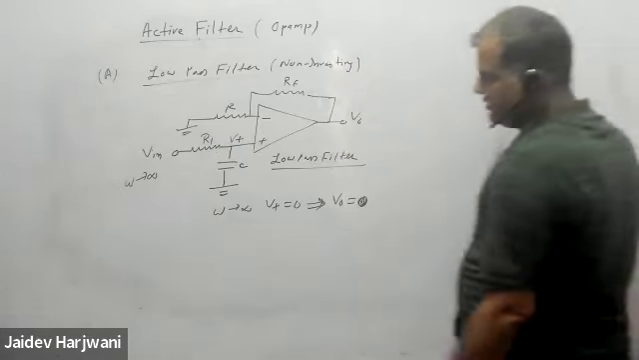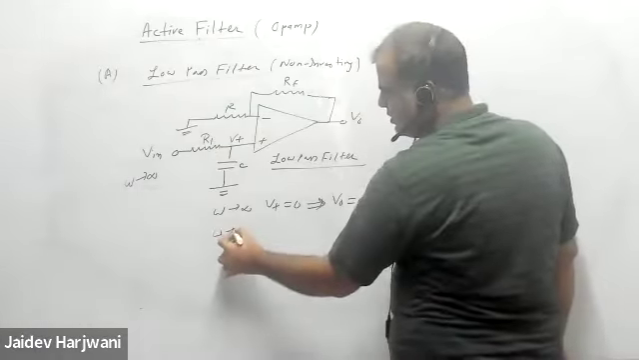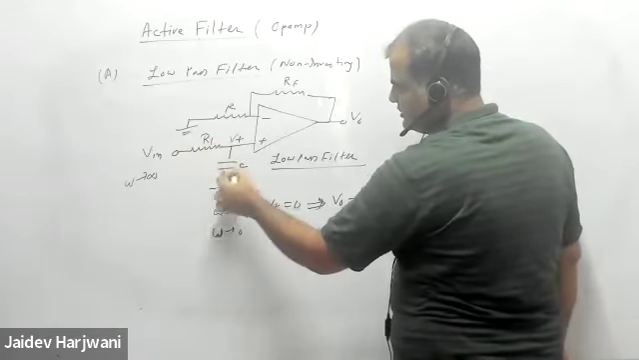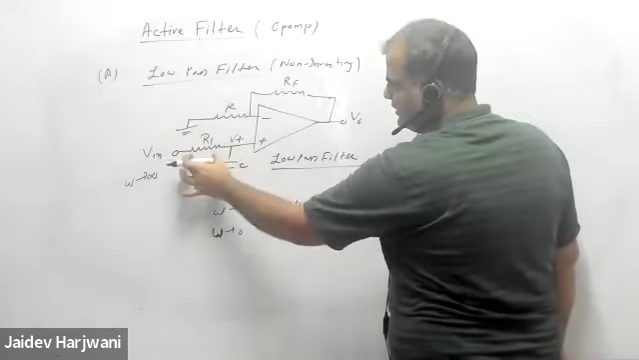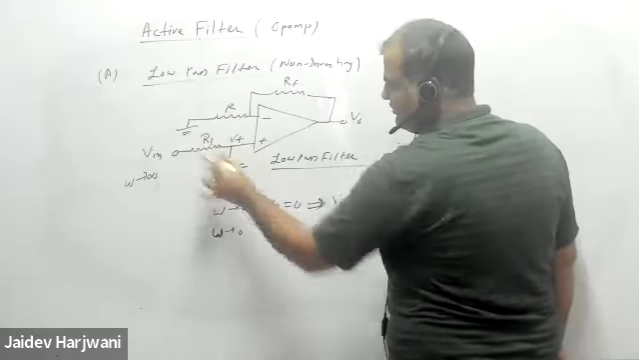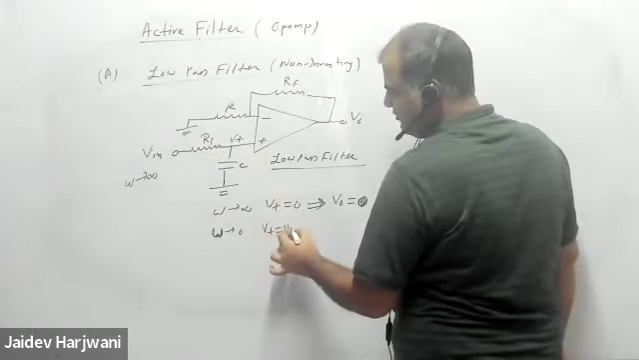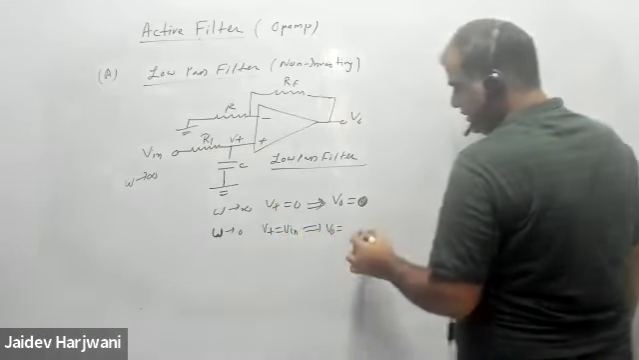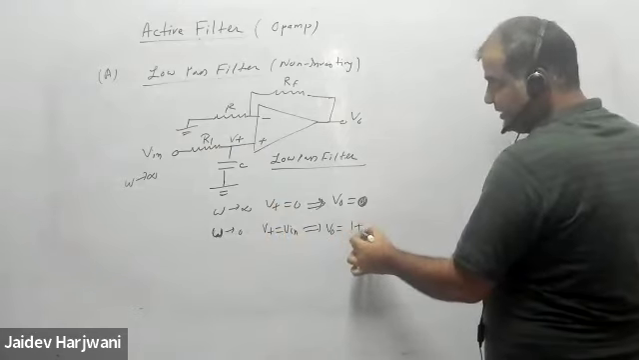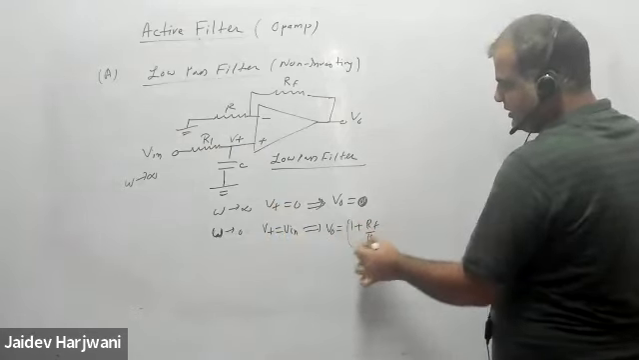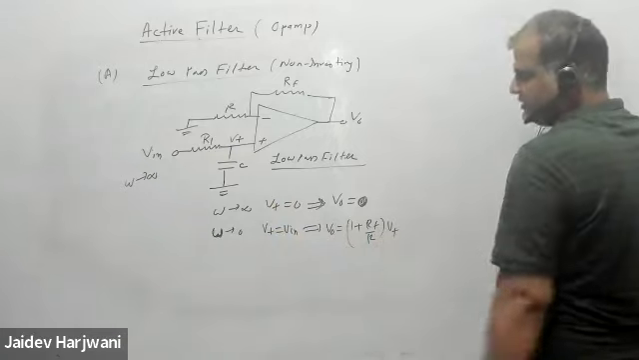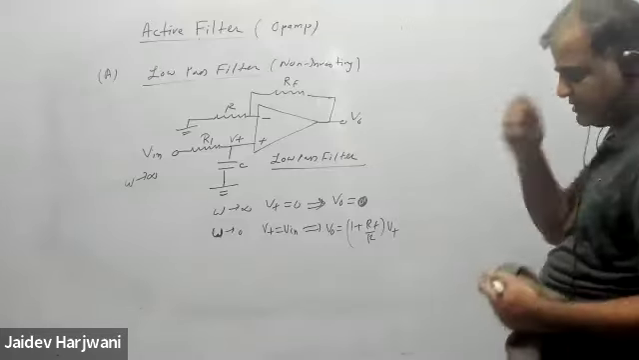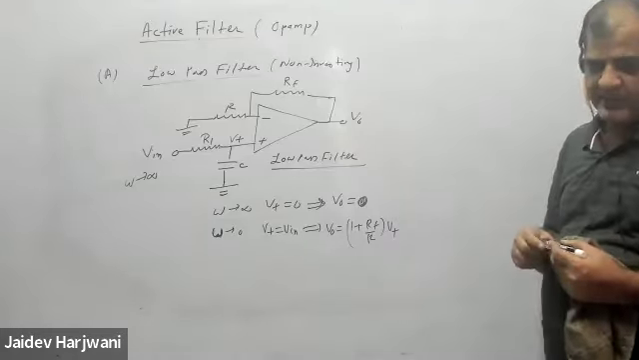Okay. So if omega is zero, DC frequency, then what will happen? The capacitor is infinite impedance, open, and here no current flows. So this V plus will be equal to directly V input, and V naught will be what? V naught will be directly 1 plus RF by R into V plus, or V input. So this is a direct check, but we can calculate the expression.